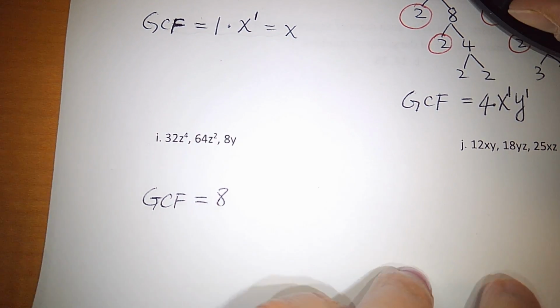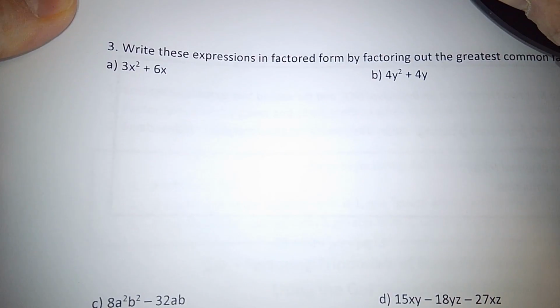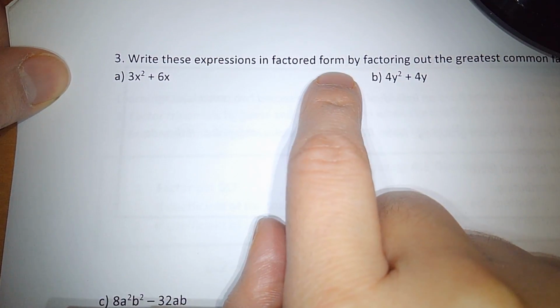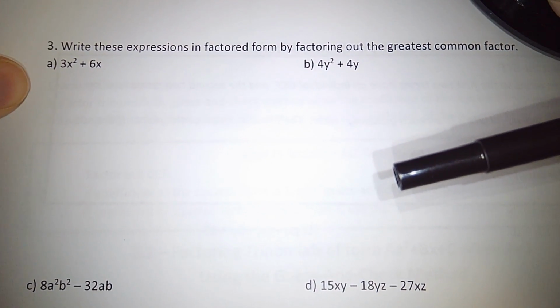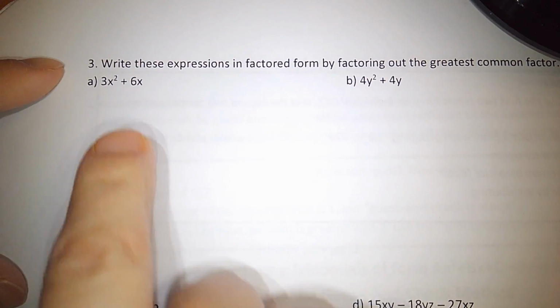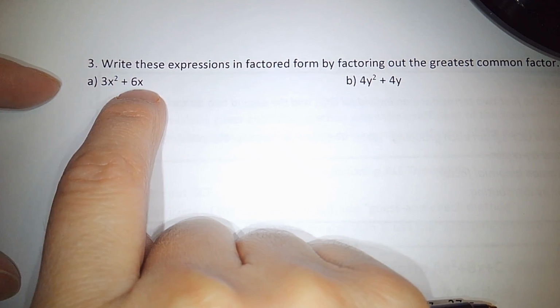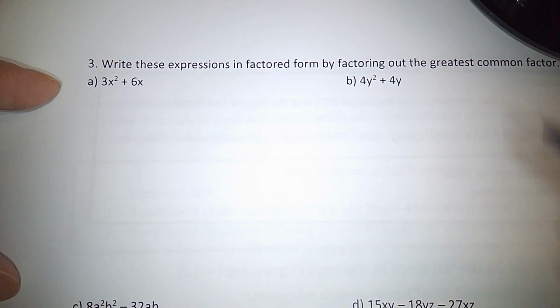Alright, I will give you time later in class to finish the rest of the questions on this page. Now let's move on to look at question 3. Write these expressions in factored form by factoring out the GCF. So let's try some easy questions. 3x squared plus 6x. Factor out the GCF from these two terms. What is the GCF?